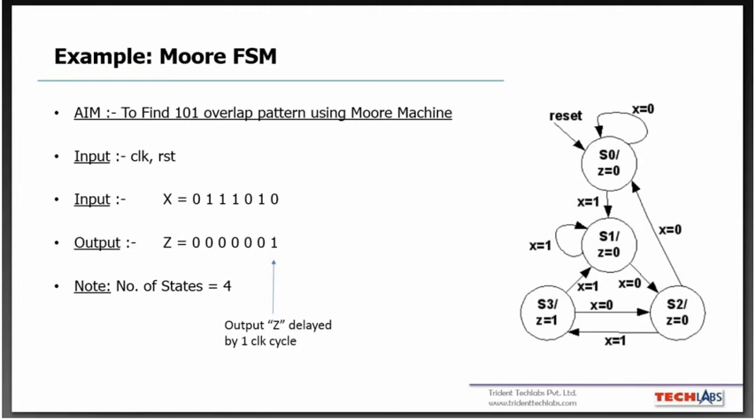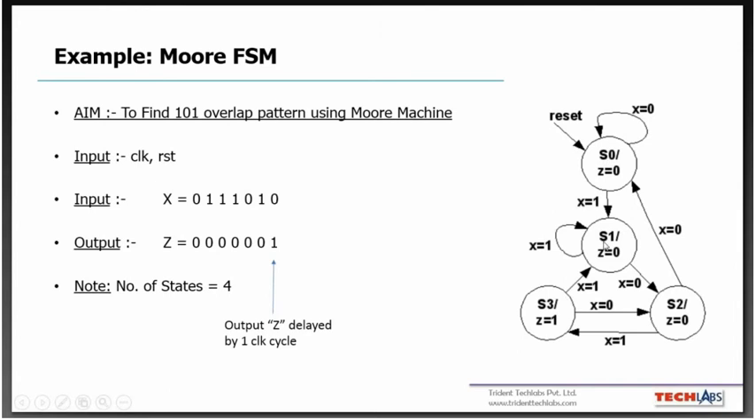Here on the right-hand side, you can see the typical construction of a Moore FSM. How is this Moore FSM constructed? There are four states: state 0, state 1, state 2, and state 3. Our aim is to find the 101 overlap pattern. This is the input that I am going to get, and I have to observe my output. This output I will show in the waveform window in Questa Sim, and the number of states used is 4. I will tell you why this output Z is delayed by 1 clock cycle.